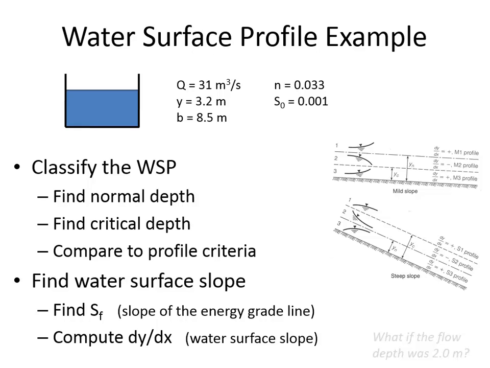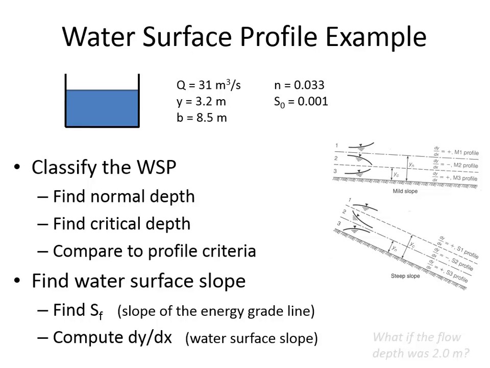Here's what we were working on last time. We were trying to find the water surface slope and classify the water surface profile. Now, had we gotten as far as calculating that it's an M1 profile?